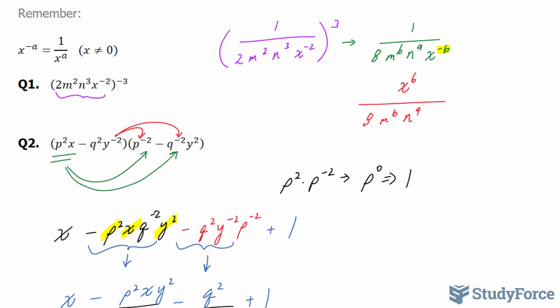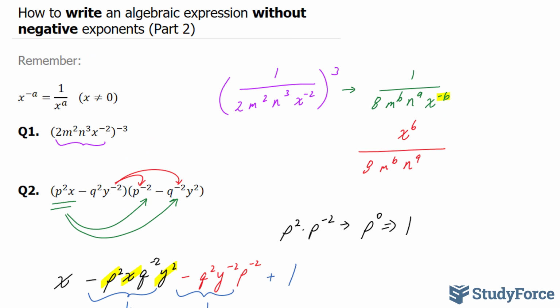And so there you have it. Two more examples on how to write an algebraic expression without negative exponents. Make sure to watch part 3 for some more challenging examples.